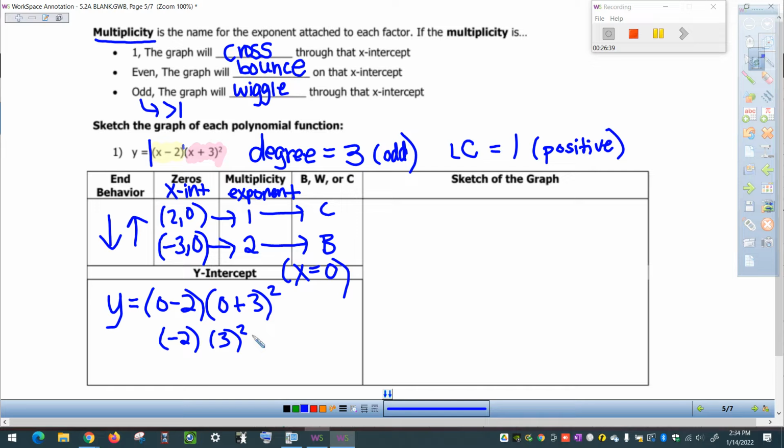The next thing we would do here is evaluate the exponent. So we are just going to do 3 squared, which is 9. And then finally, we can multiply them. In the last step, we get our y-intercept is -18.